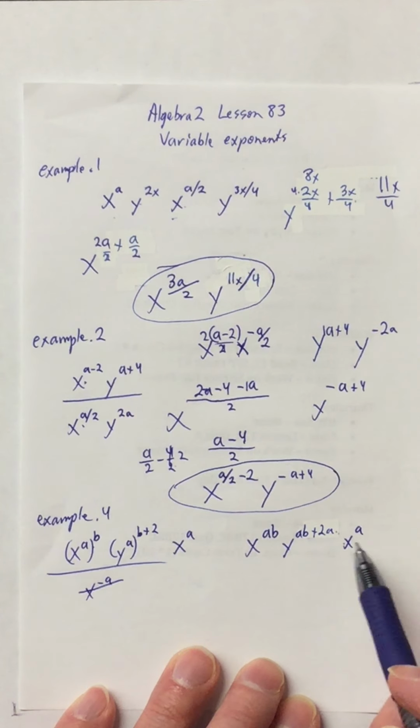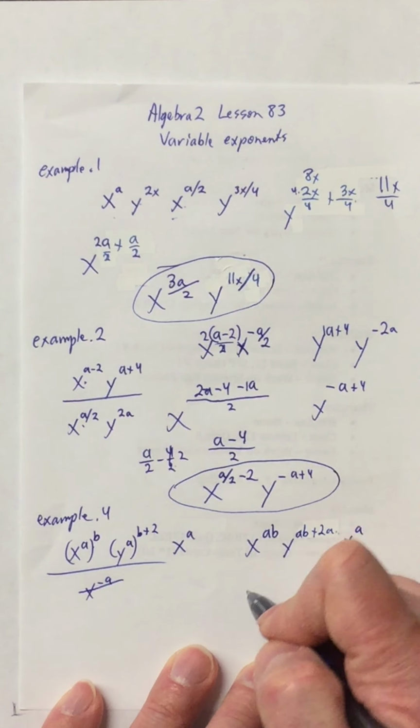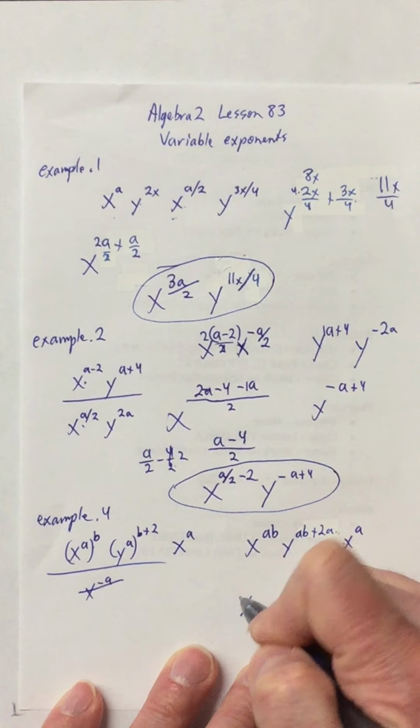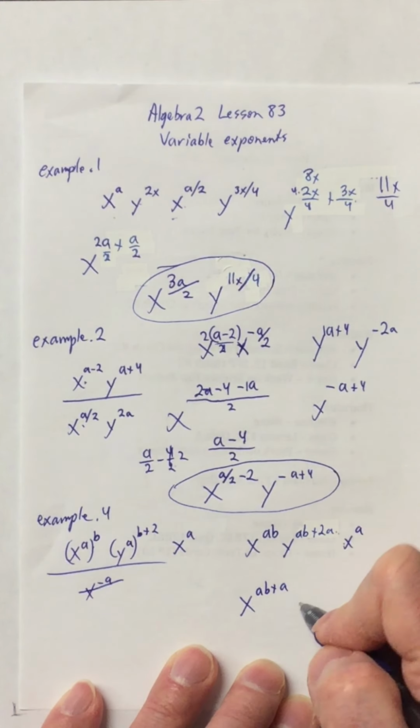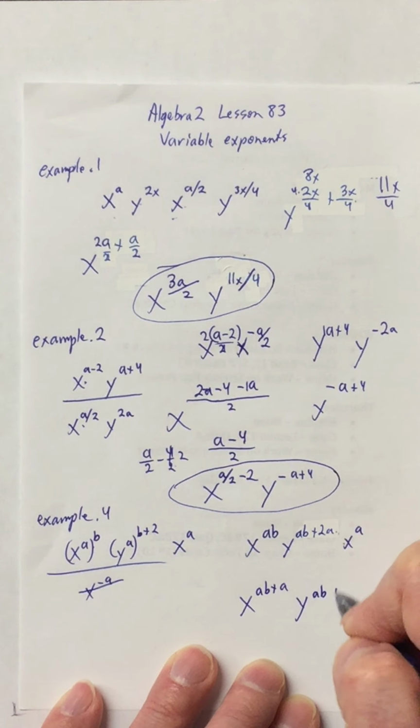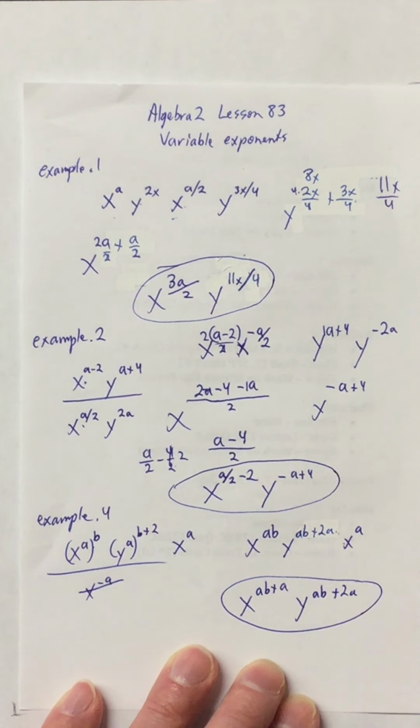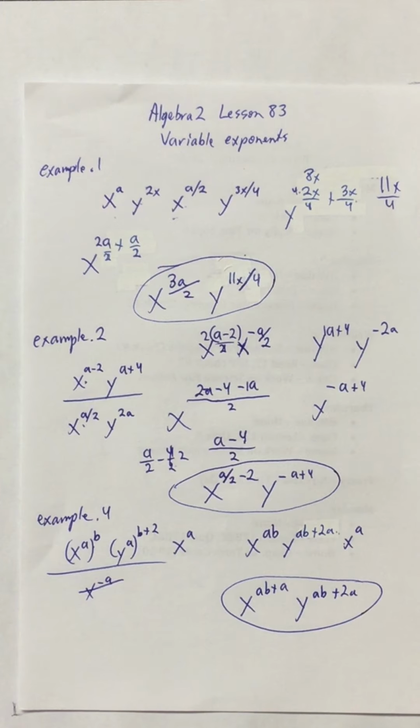They have two x's here, so once again they simplify it. The function will be to add, so they actually write xab plus a, because that's what you do with those, then yab plus 2a, and that is my simplified answer there.